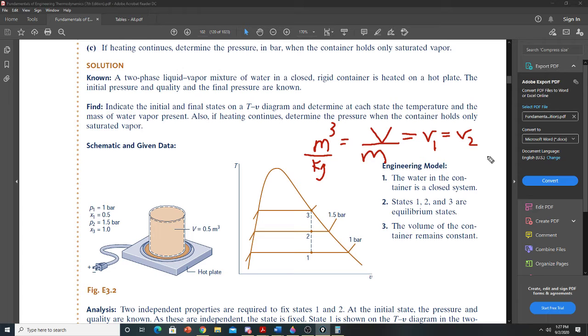So essentially, because it is a rigid container, the volume doesn't change. Because it's a closed system, the mass didn't change. So therefore, the specific volume has to be the same from one stage to another in this type of system.